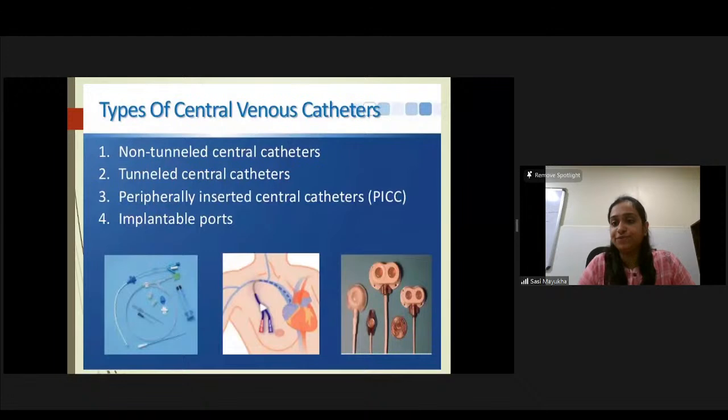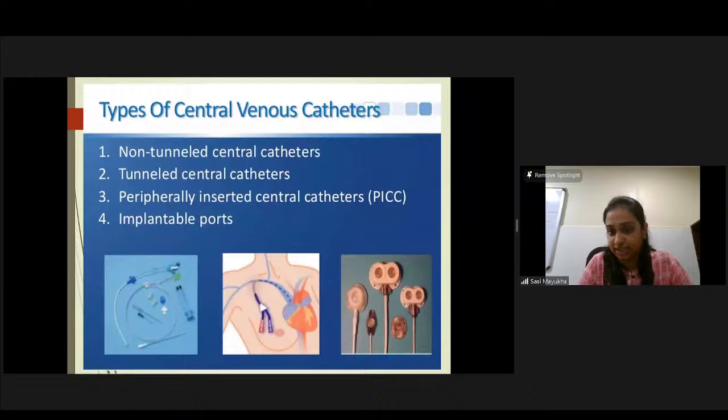What are the types of central venous catheters which are available? There are non-tunnel central catheters, tunnel central catheters, peripherally inserted central catheters, and implantable ports. The most common which we use in an ICU setup or an OT setup is the non-tunnel central catheter.